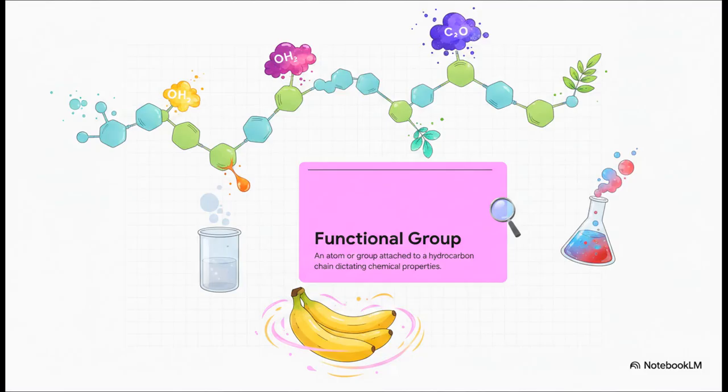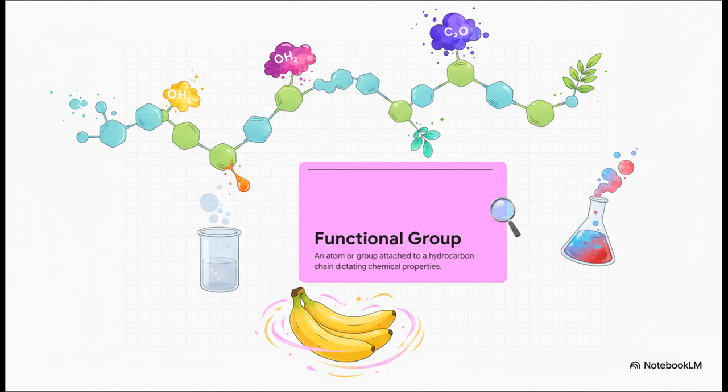The absolute key concept you need here is the functional group. Think of a basic, unreactive hydrocarbon chain like a blank canvas. A functional group is like taking a highly specific, vibrant color of paint and splashing it onto that canvas. It completely changes the picture. It's just an atom, or maybe a tiny cluster of atoms, but the second it attaches to the chain, it instantly dictates how that whole molecule is going to behave.